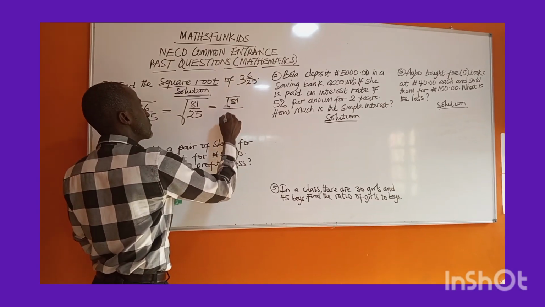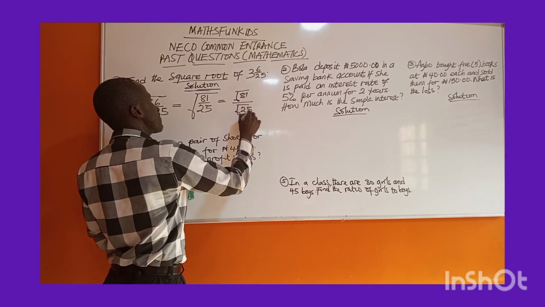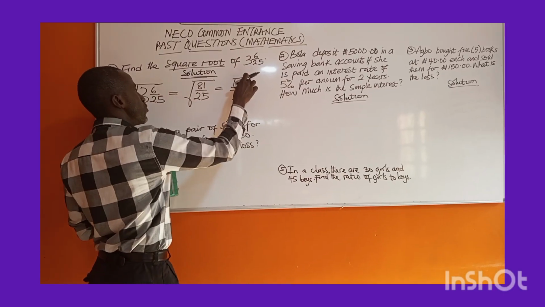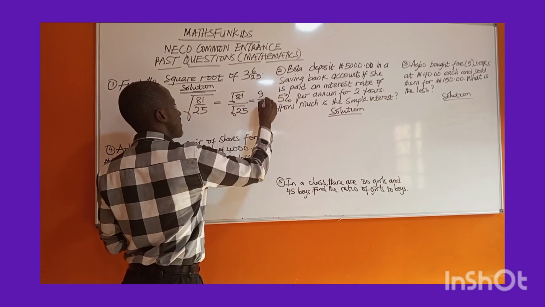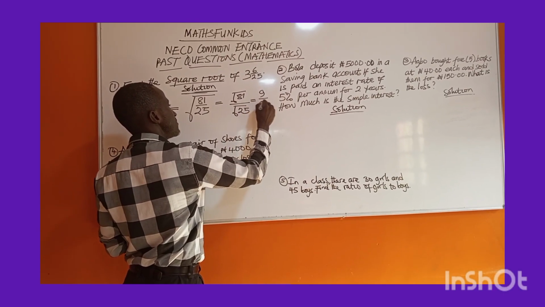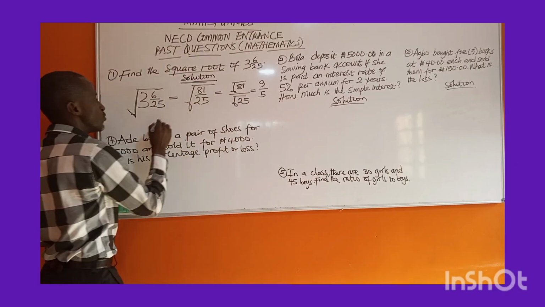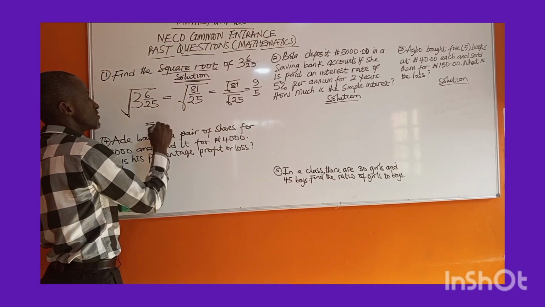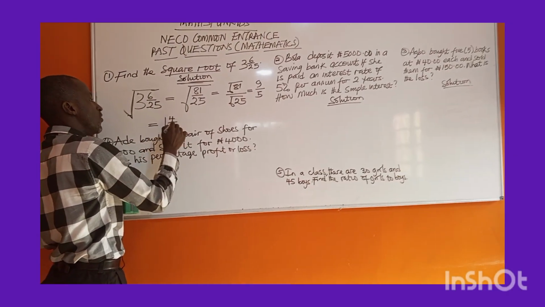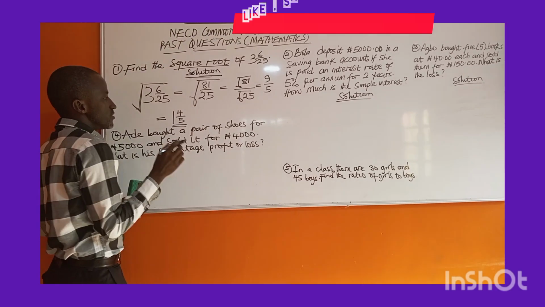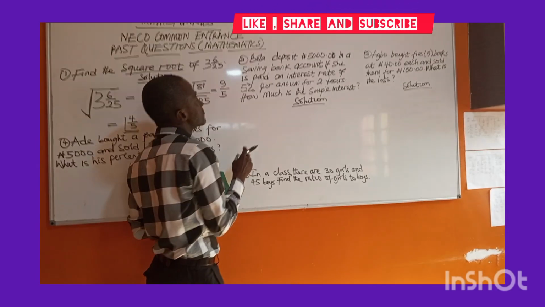Then we try to split them: the square root of 81 over the square root of 25. The square root of 81 is 9, and the square root of 25 is 5. 5 goes in 9 once, remainder 4. So we have 1 and 4 over 5. That's the final answer for question number 1.